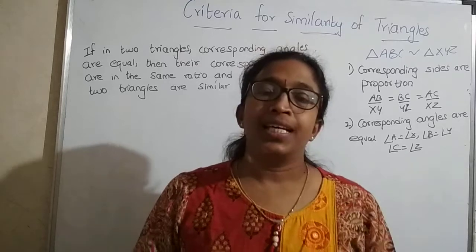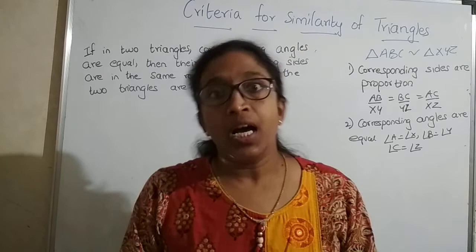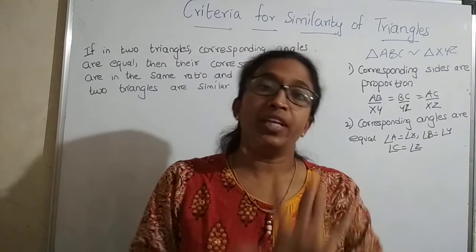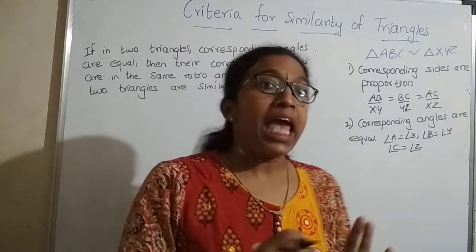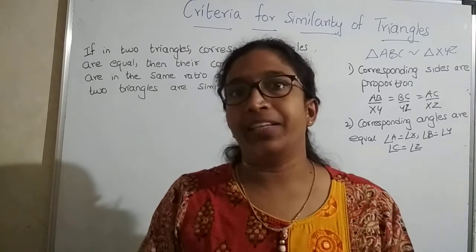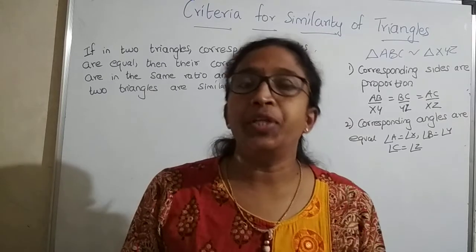Hello students, now we are going to learn the criteria for similarity of triangles. As we have learned in standard 9 the criteria for congruency, you all know there are 5 criteria for the congruency, that is SSS, SAS, ASA, SAA and RHS. Similarly, let's try to find out the criteria for similarity of triangles.